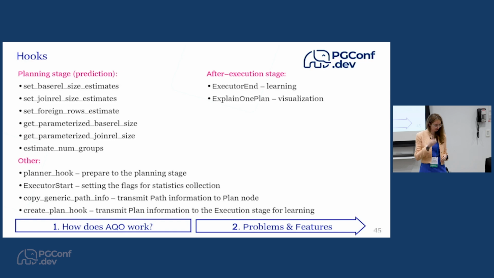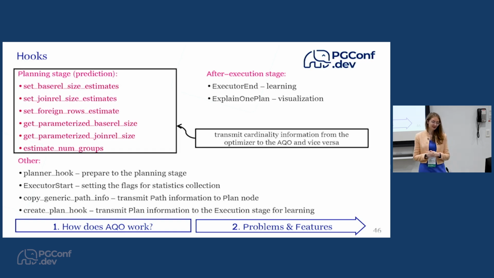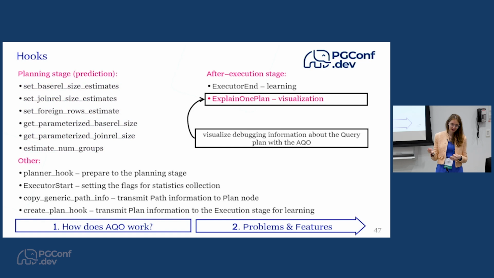We used hooks for the development of AQO, and we added these hooks to the PostgreSQL database. They help to share information about cardinality between the optimizer and AQO. And this hook we added too. It helps us to visualize information about the query plan, and mostly we use it for debugging.